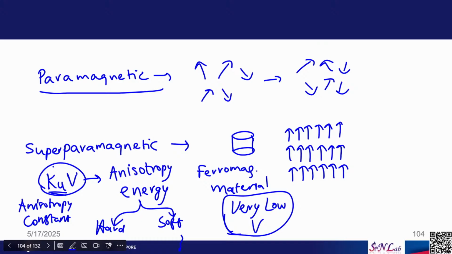Now, let us come back to this particular case. You have a particle with a very low volume. Even if this particle has a reasonably high anisotropy constant, because the volume is small, the KuV is low.